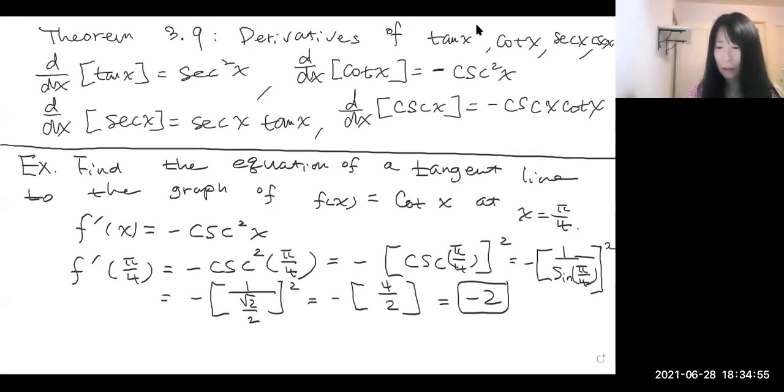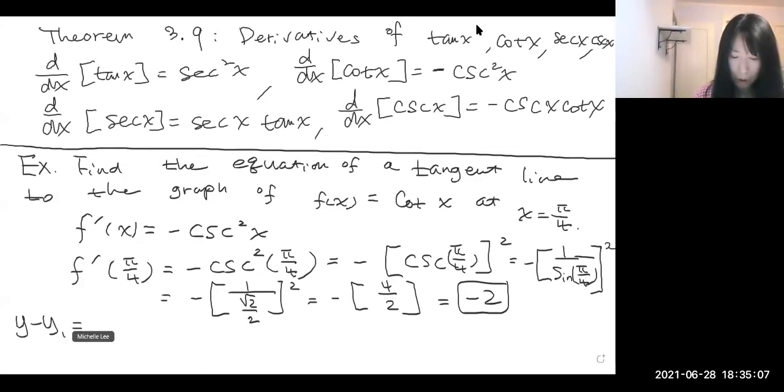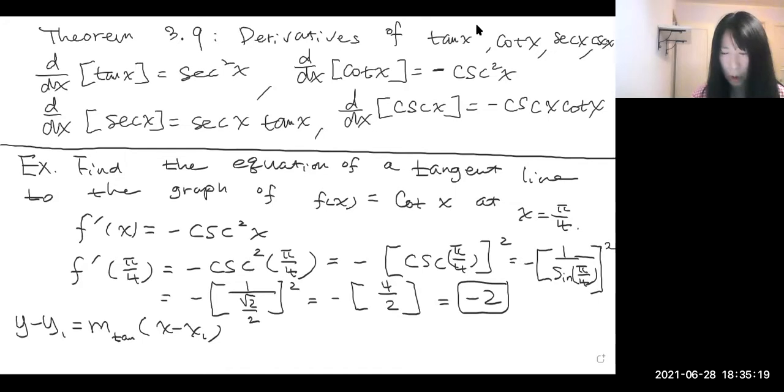We're gonna find the equation of the tangent line. So we are going to use the point slope formula. So y minus y sub 1 equal to the slope, and x minus x sub 1. Okay. So when x equal to pi over 4, so cotangent pi over 4, what do you get? Okay, how about tangent pi over 4 then?